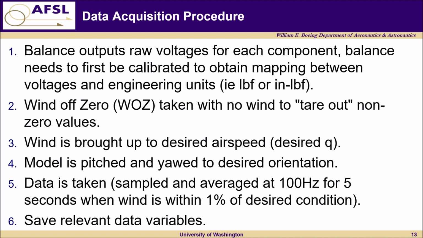And once you've collected a family of alpha sweeps for a given configuration, you'll probably need to bring the wind down so that the technicians can go into the test section and perform a model change. So for example, you might want to try out a different tail or change the angle of a control surface. And then you get to repeat the entire process again.